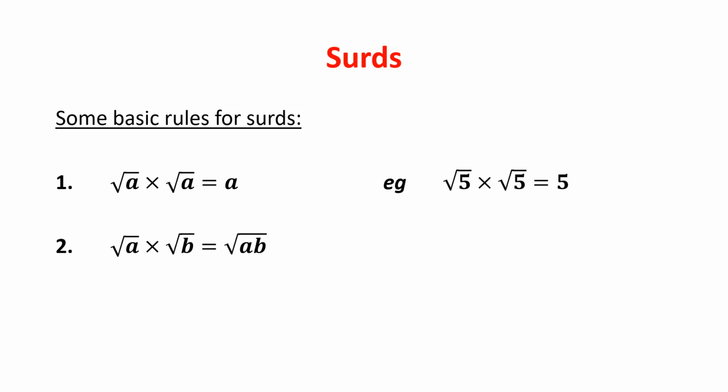Our second rule, if I square root a number and multiply it by the square root of another number, it's the same as the square root of a and b multiplied together. So the square root of 5 times the square root of 6 is really just the same as the square root of 5 times 6, which is the square root of 30.